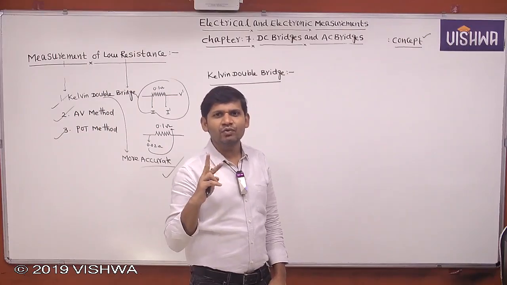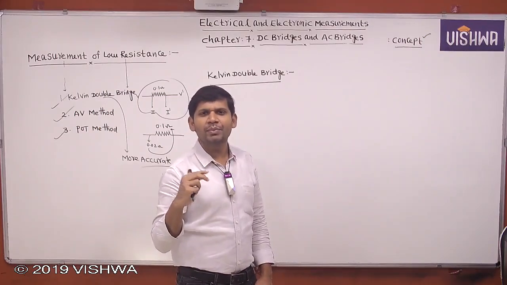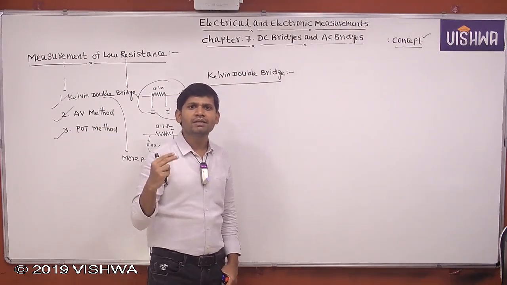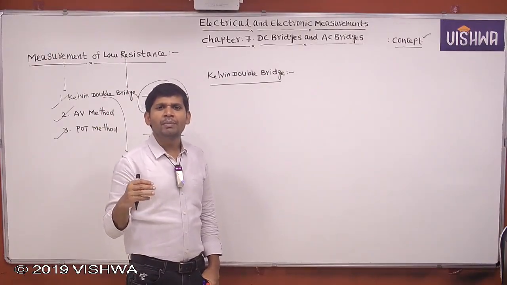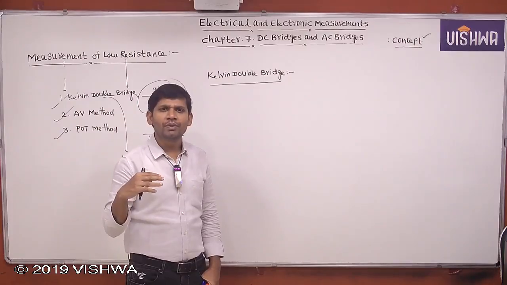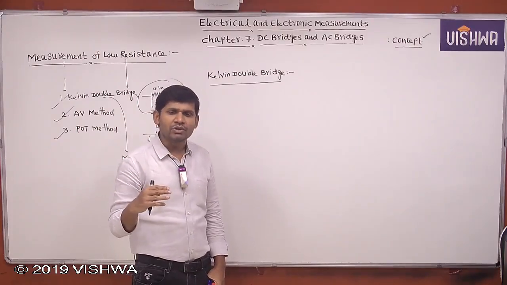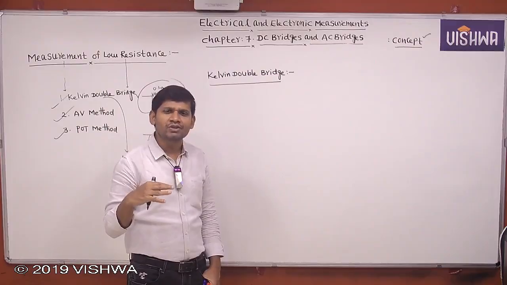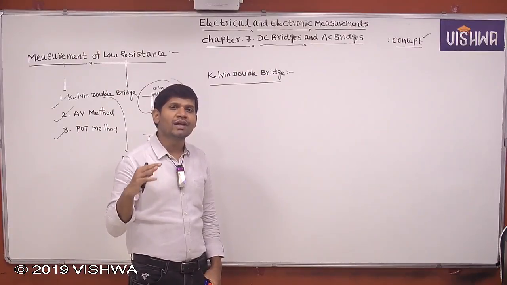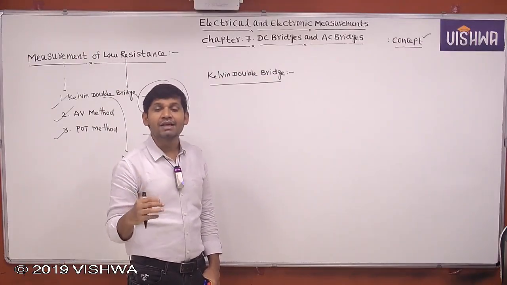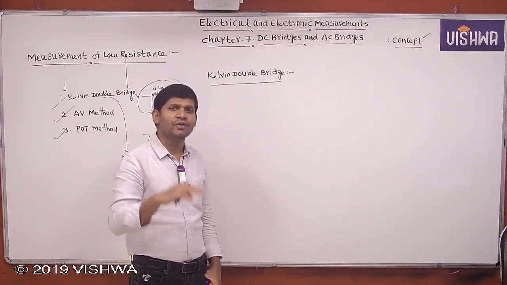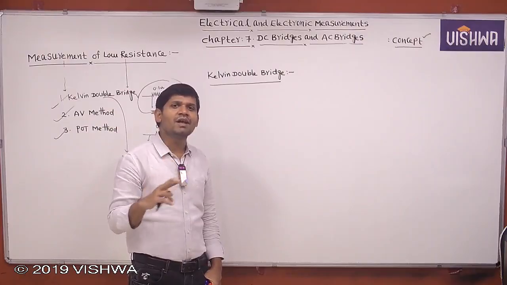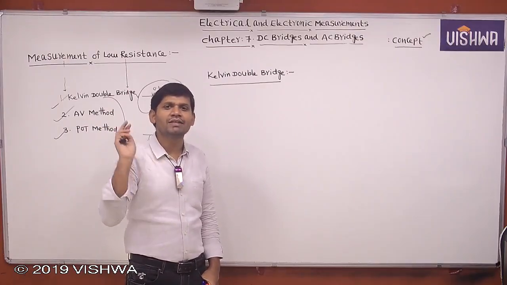But this bridge consists of two sets of ratio arms: capital P, capital Q and small p, small q. Why are we using an additional set of ratio arms? By properly selecting the ratio of the inner ratio arms, we can eliminate the effect of lead wire or connecting wire resistance, and then we can measure the resistance more accurately. That's why we use the additional set of ratio arms. Because it consists of two sets of ratio arms, the name is given as double bridge.